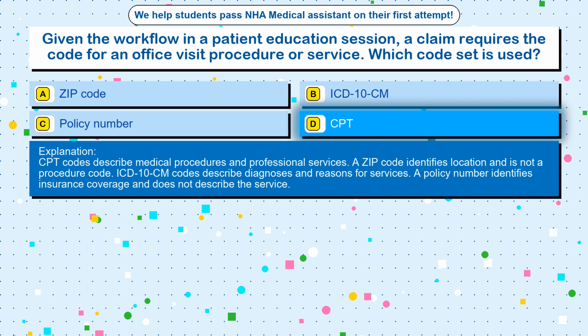CPT codes describe medical procedures and professional services. A zip code identifies location and is not a procedure code. ICD-10-CM codes describe diagnoses and reasons for services. A policy number identifies insurance coverage and does not describe the service.